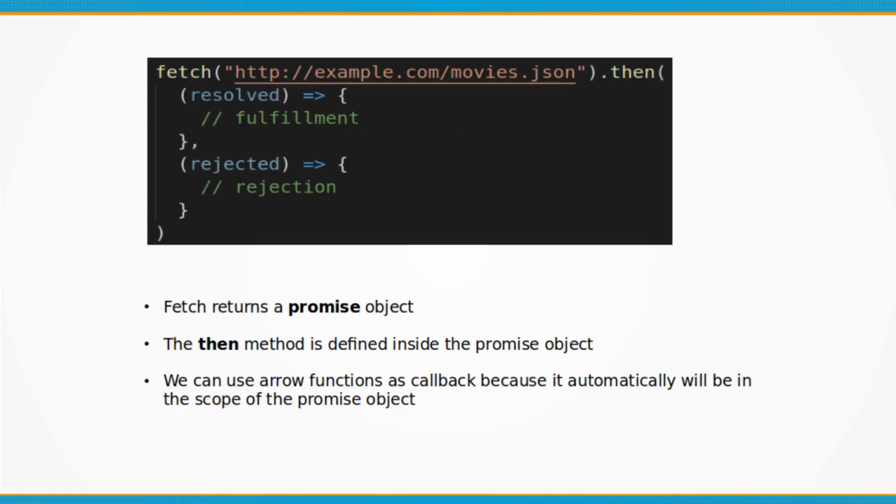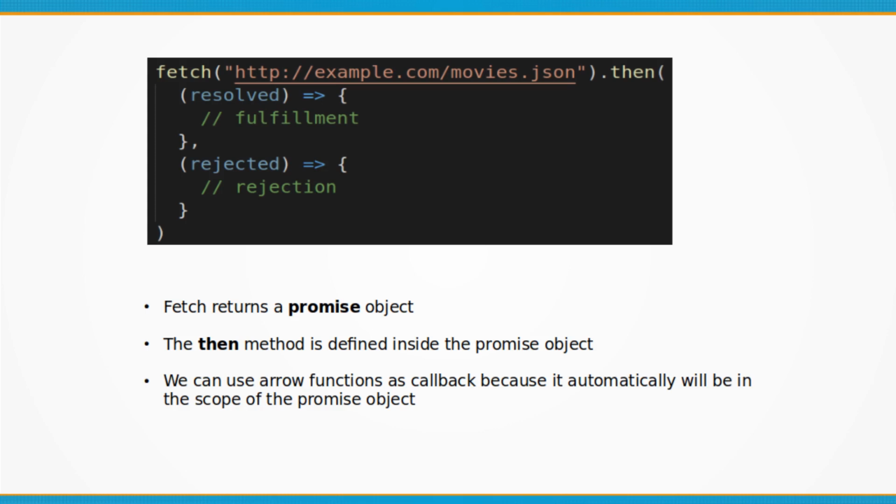A popular use case is the then method. The then method is a method found in the promise object. It is executed once the promise is fulfilled or rejected. The then method itself returns a promise and takes two arguments, a callback function for a promise that is fulfilled and a callback function for a promise that is rejected.